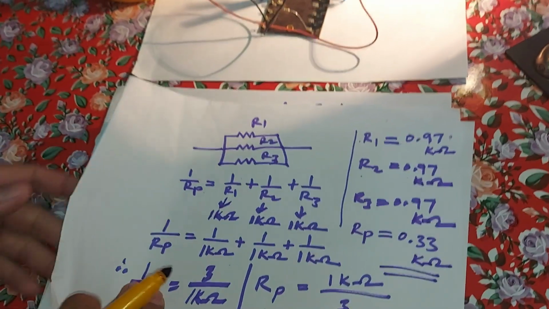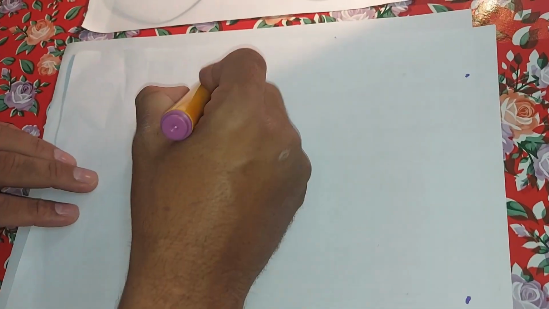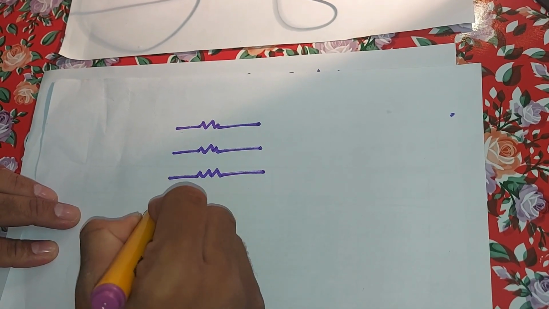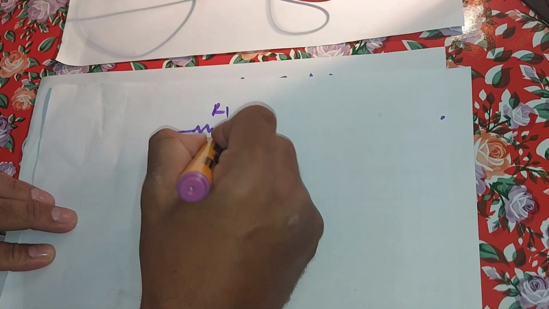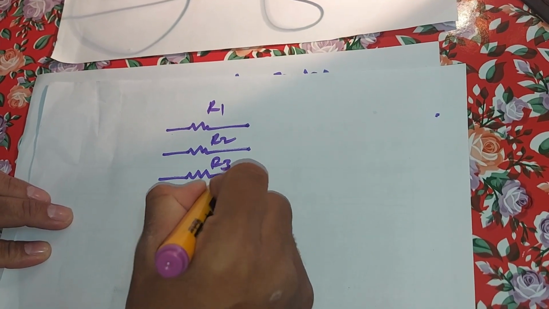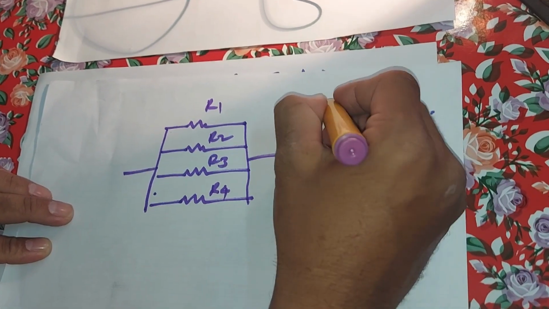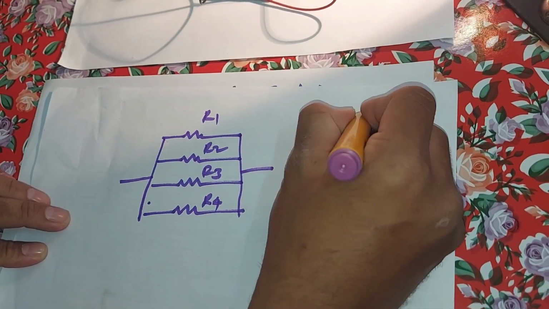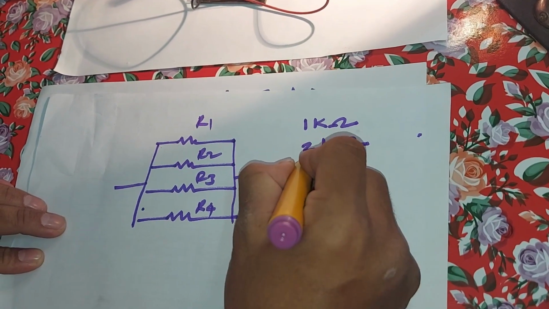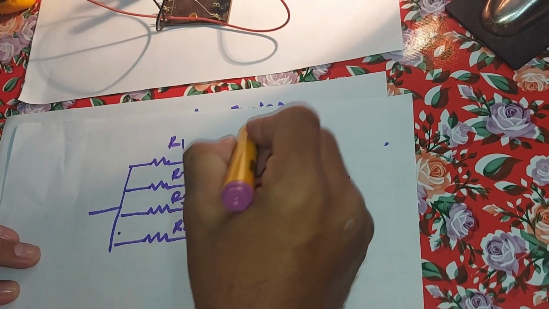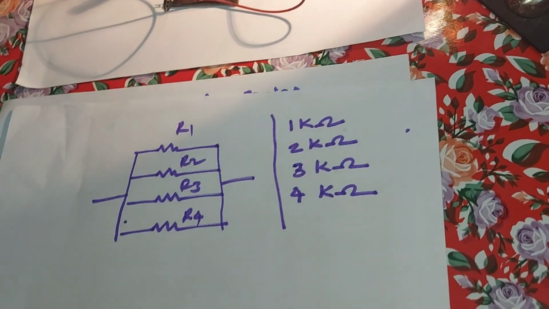I will give one homework to you. Say there are 4 resistances of different values, R1, R2, R3 and R4. You can take R1 as 1 kilo ohm, R2 as 2 kilo ohm, R3 equal to 3 kilo ohm and R4 equal to 4 kilo ohm. Find out its equivalent resistance and tell me the answer in the comment section. If you have any difficulties, you can ask me in the comment section.